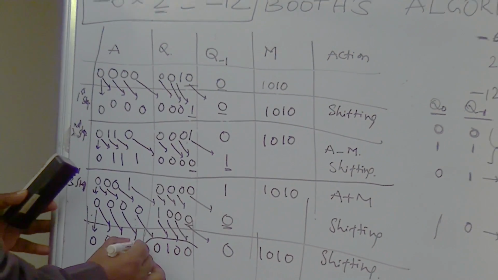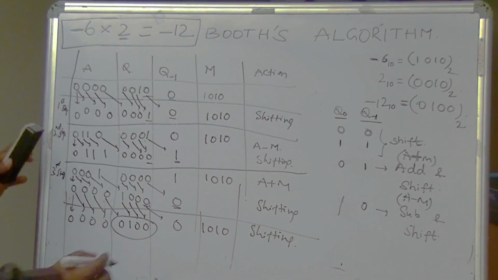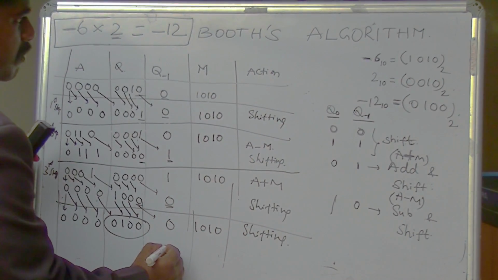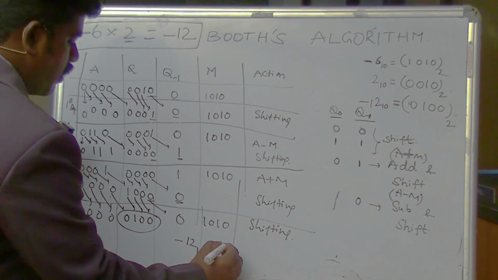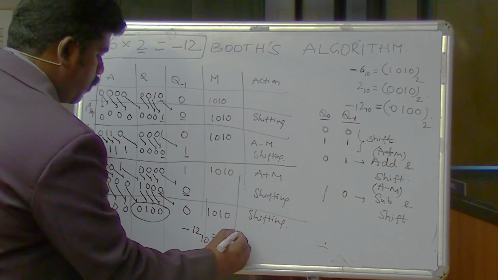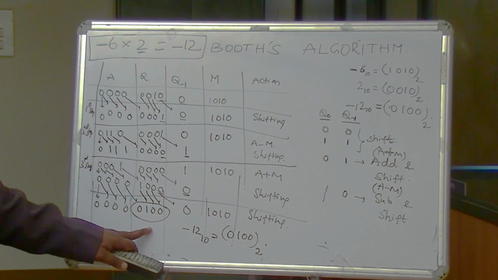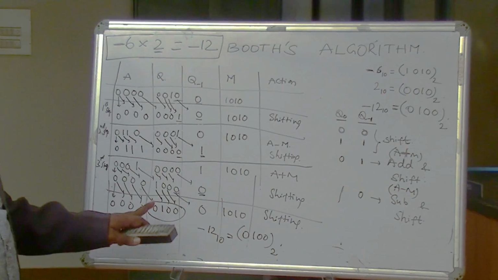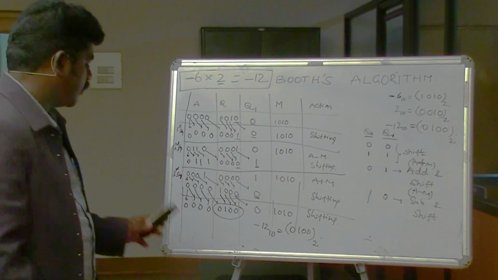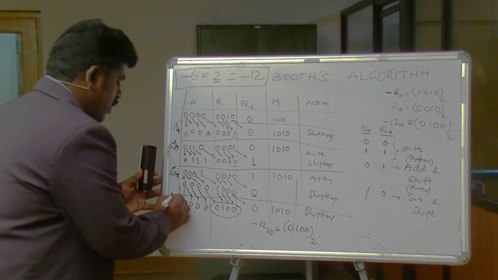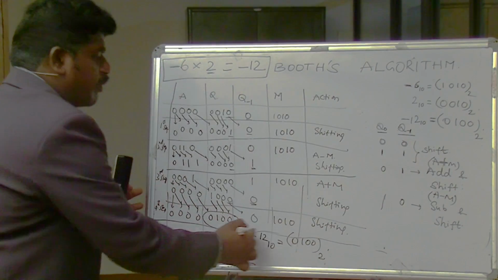When you check at the end of the fourth step, what is the value here? 0, 1, 0, 0. So that is minus 12 to the power 10, that is the decimal value. When you find the 2's complement value, what is the answer you got? This is how you got the result at the end, just checking the Q register, the updated value at the fourth step. So this is the fourth step.